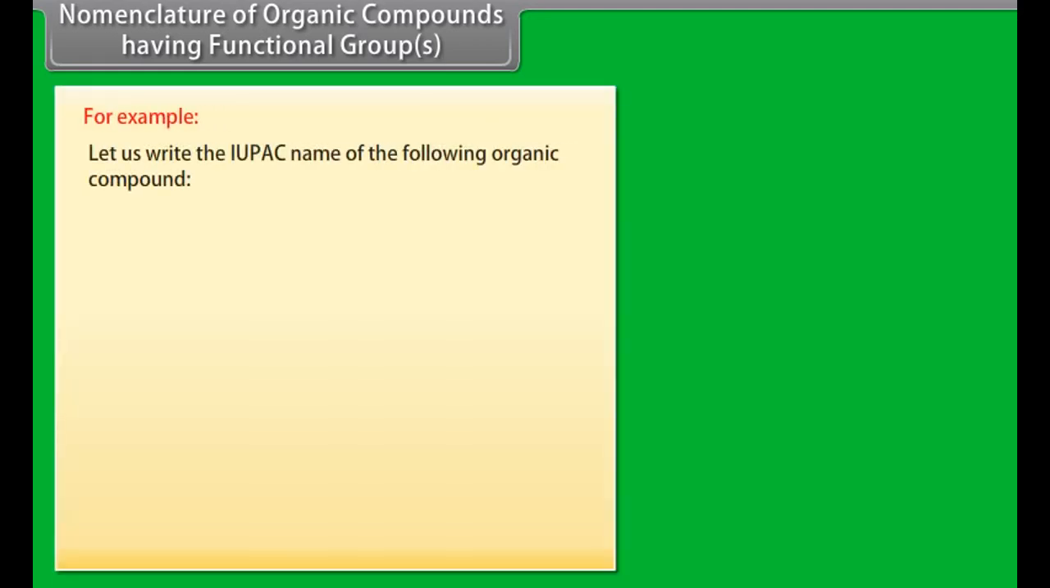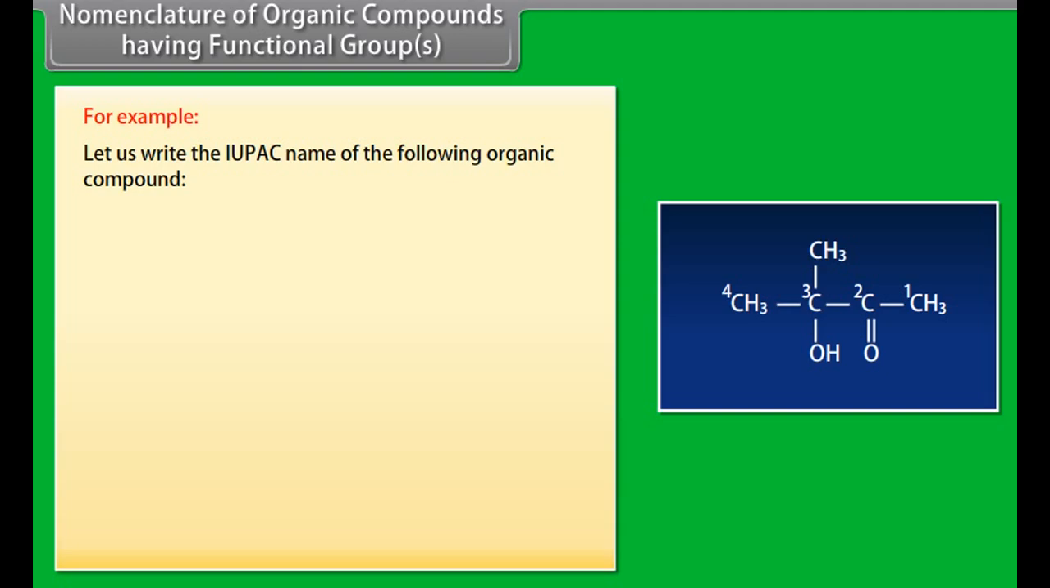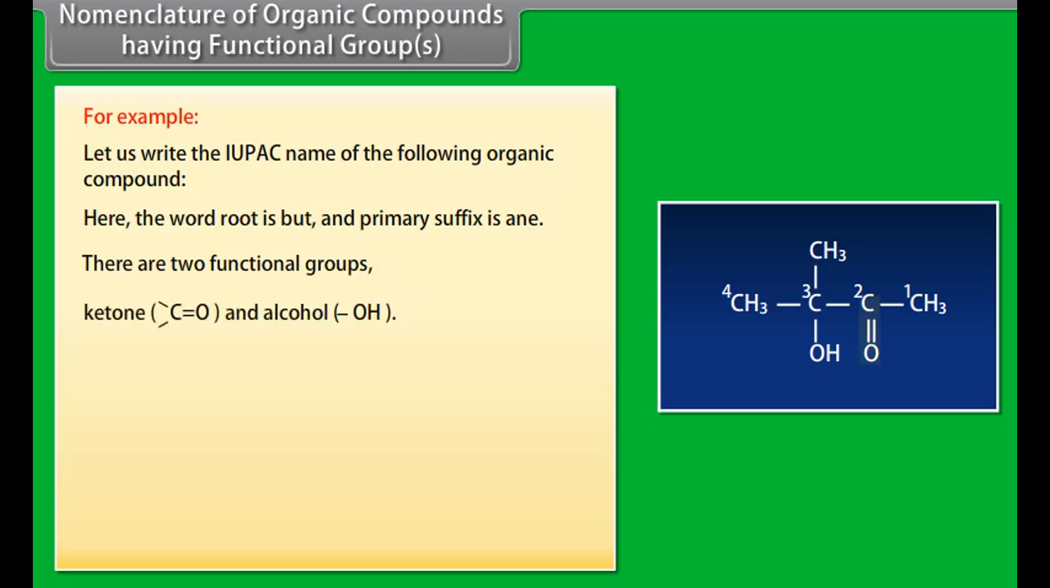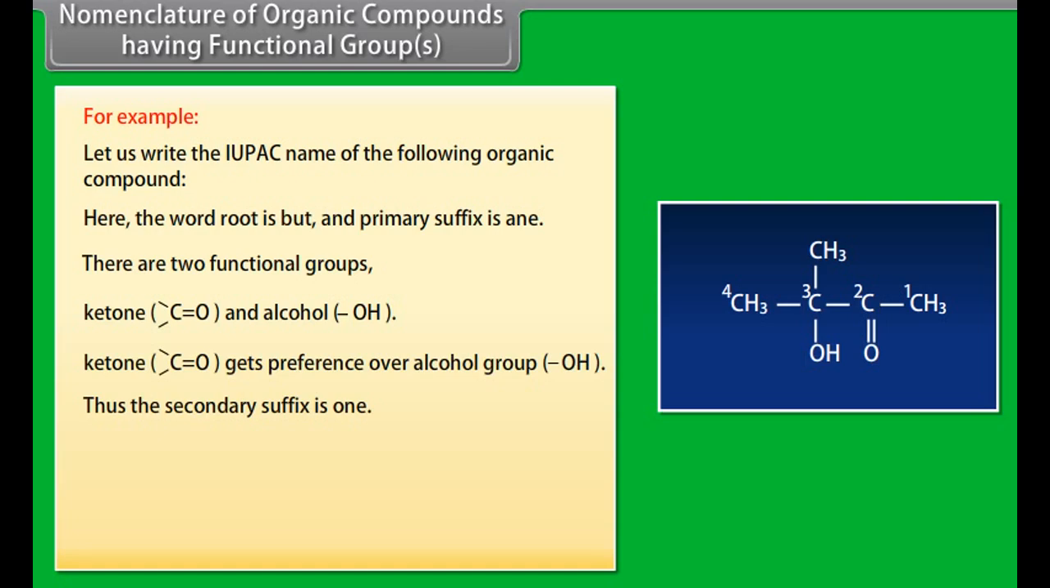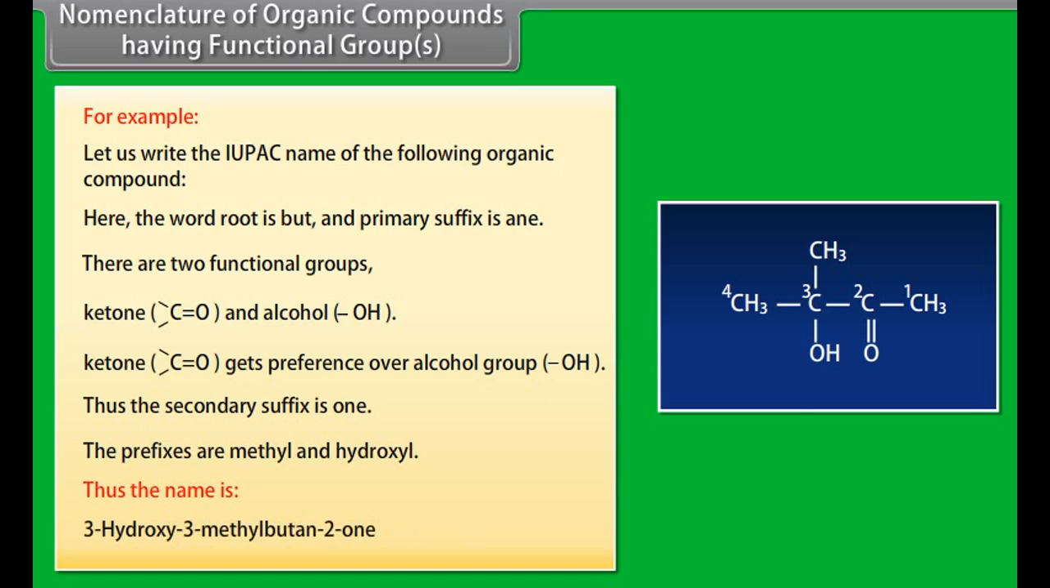For example, let us write the IUPAC name of the following organic compound. Here, the word root is but and primary suffix is ane. There are two functional groups, ketone and alcohol. Ketone gets preference over alcohol group. Thus, the secondary suffix is one. The prefixes are methyl and hydroxy. Thus, the name is 3-hydroxy-3-methylbutan-2-one.